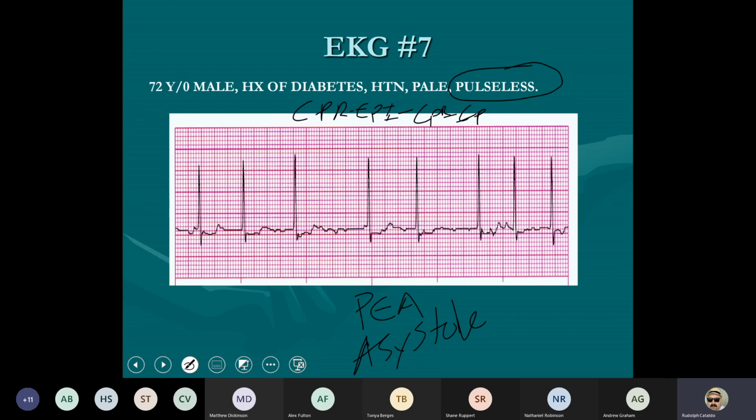Only giving 2 rounds of epi during codes? Yeah, so the ambulance service in Cedar Rapids changed their protocols, and they're only allowed to give 2 epis during codes. Is that Area Ambulance? Yeah.